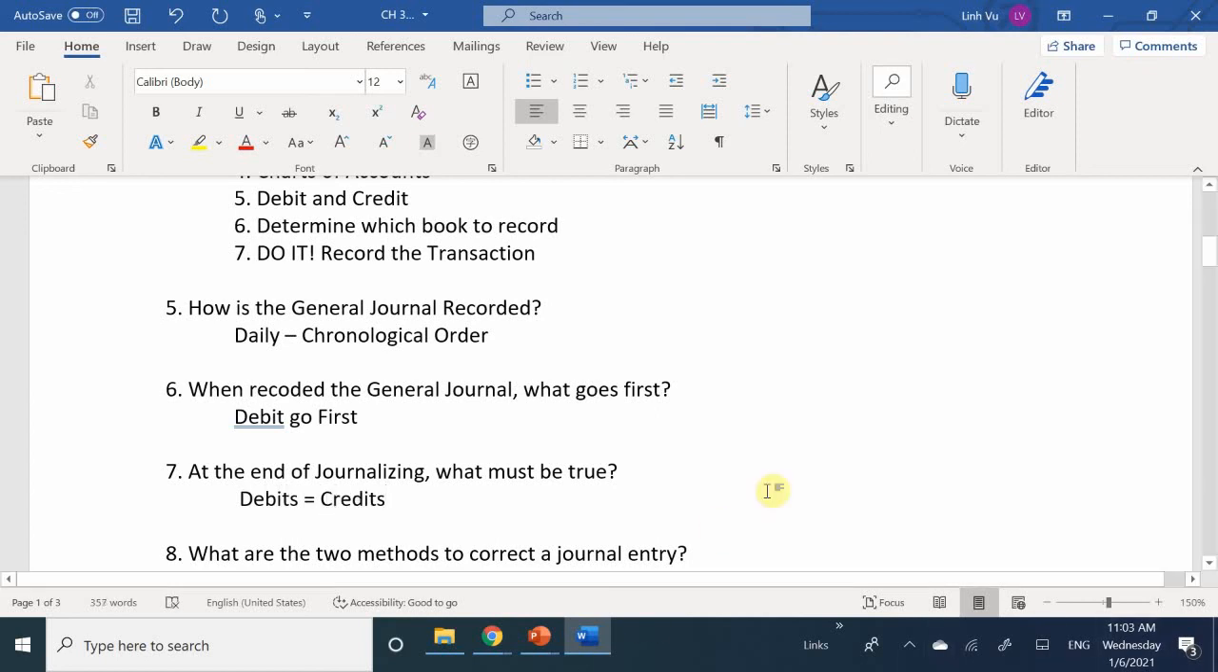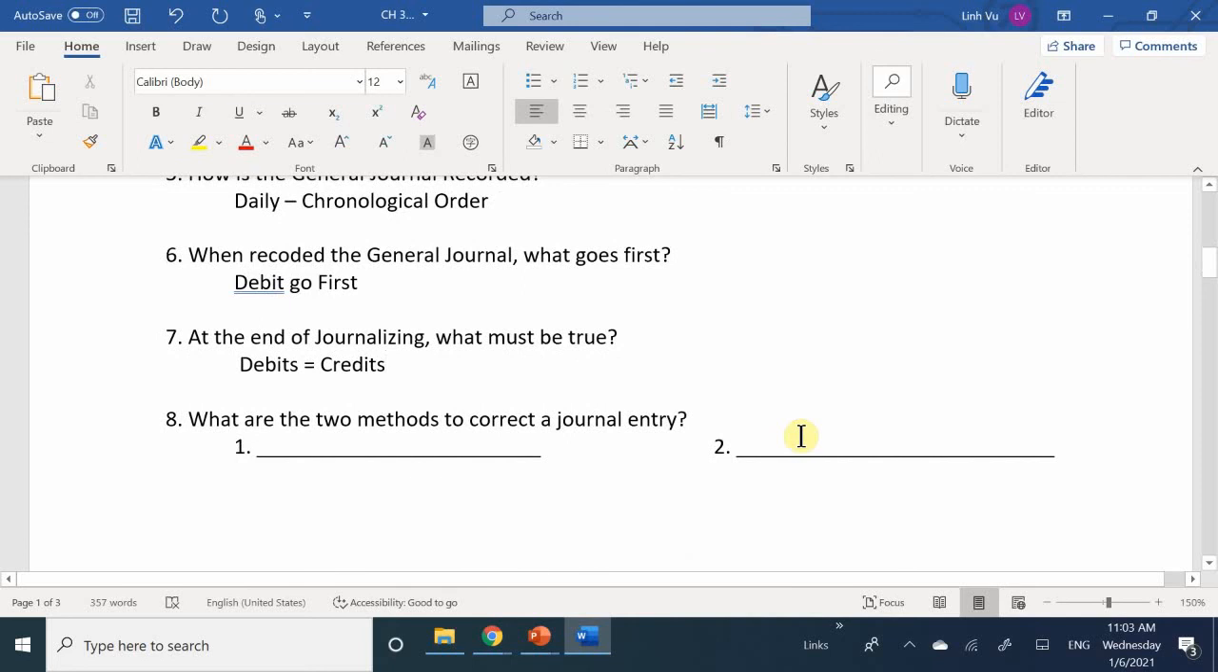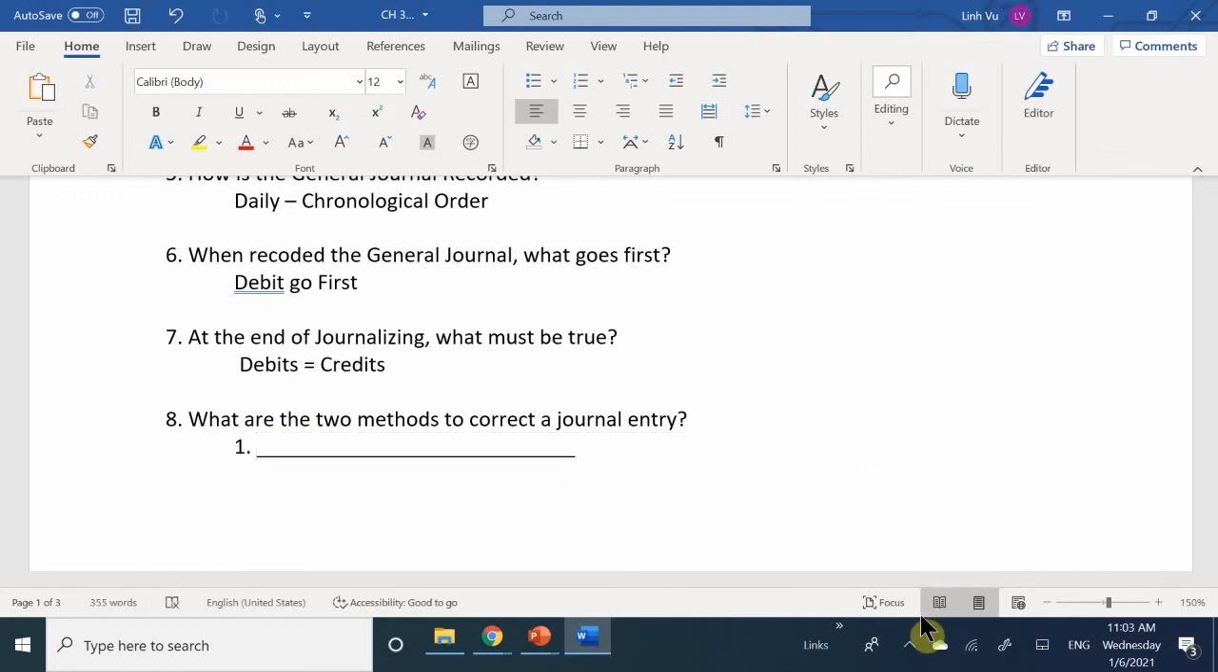Okay. Number 8. What are the two methods of correcting entries? Error cancellation, reverse, and reentry. Good.